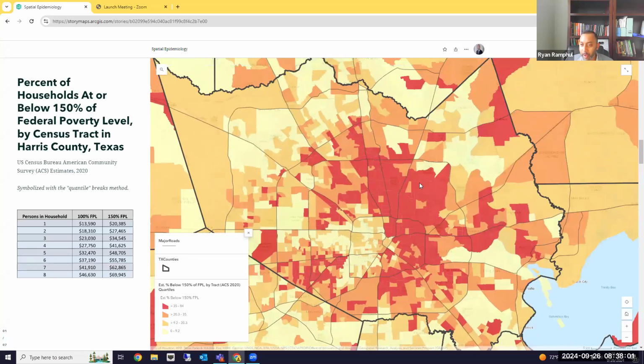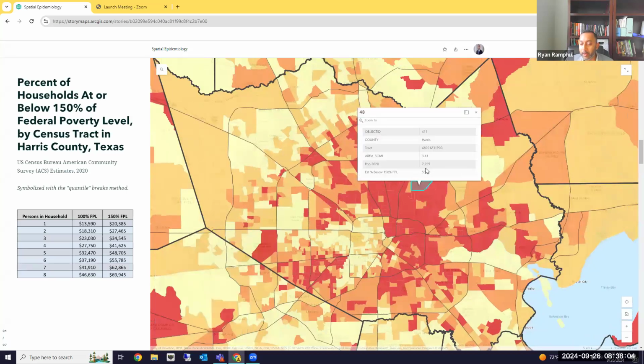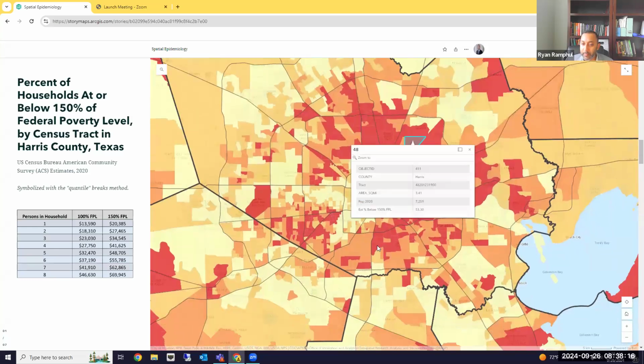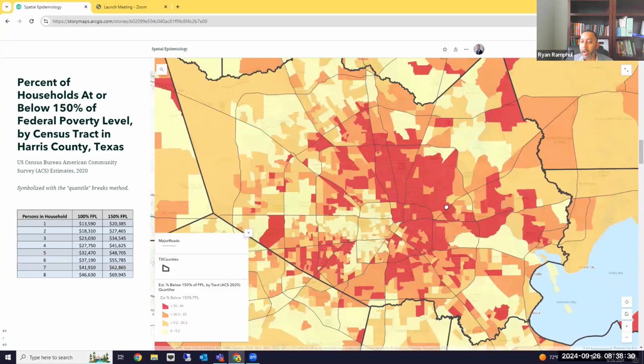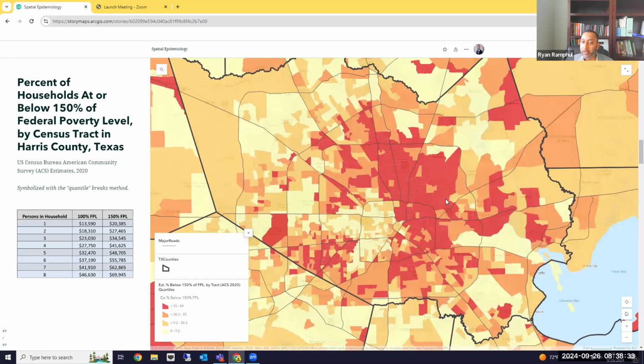But as you'll see from this map, let's take a look at this neighborhood right here. There's about 7,200 people living in this neighborhood. 53% of the people in that neighborhood make less than 150% of the federal poverty level. Let's go down to Sunnyside. There's about 4,800 people living in that particular census tract, that neighborhood. 45% of those people are at or below 150% of the federal poverty level. So as you can see from this map, thousands upon thousands of Houstonians make less than that threshold I just showed you, which is not a lot of money. And if you think it doesn't have an effect on their health outcomes, it absolutely does.